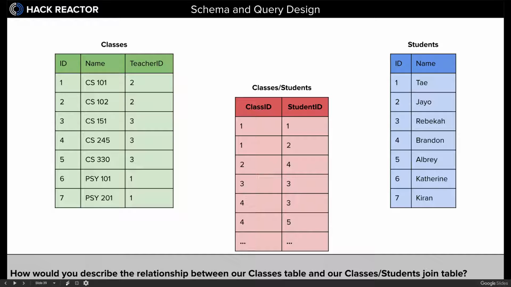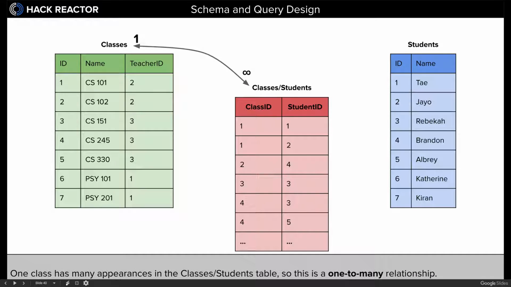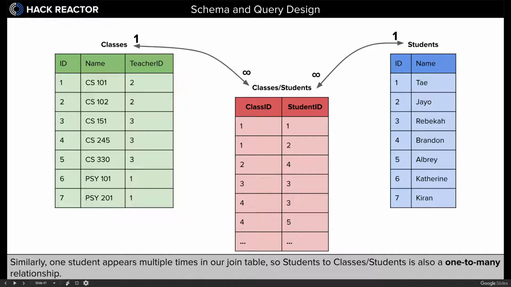How would you describe the relationship between our classes table and our classes students join table? I'm guessing it's the ID. Any complaints about that, the IDs? We have a one-to-many to the join table and a one-to-many to the join table from students.